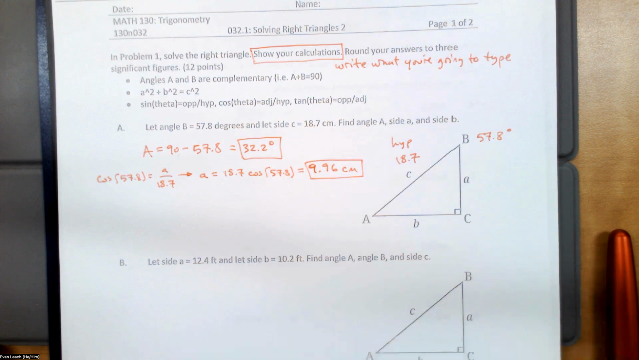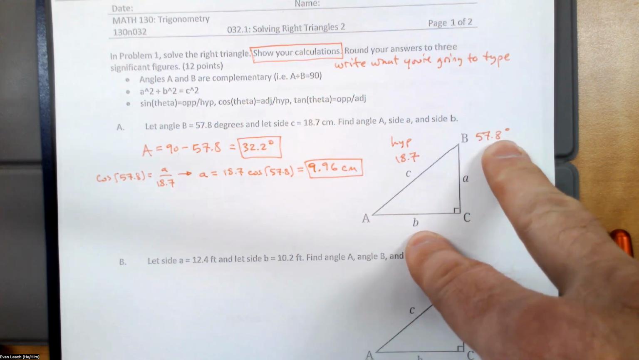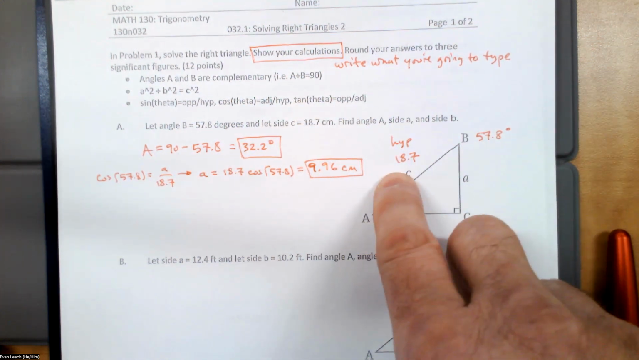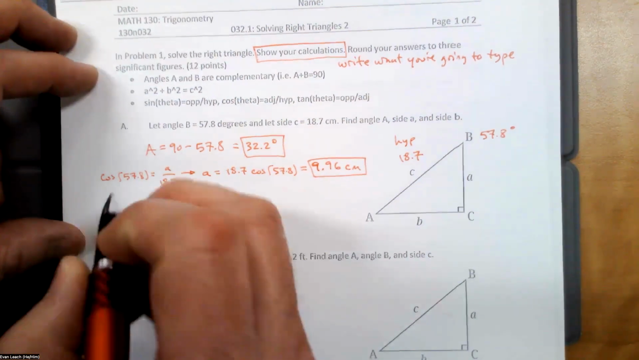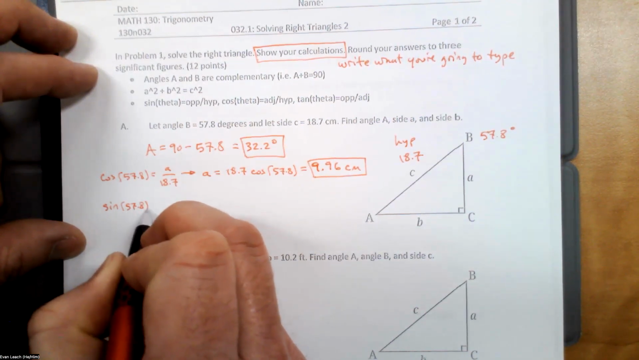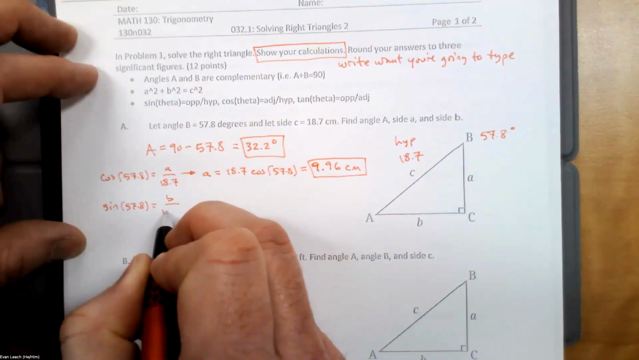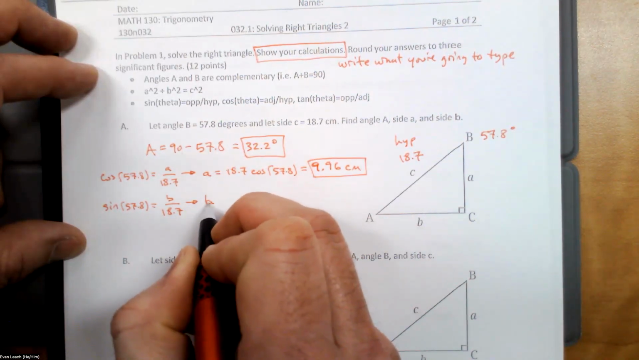This 9.96, that's been rounded off. I'm not sure how to use the answer key on my calculator. I'm going to be safe. And I'm going to say B is opposite to 57.8. And 18.7 is hypotenuse. So using just the given information, we can go after B and say the sine of 57.8 is opposite over hypotenuse. And we got the same style of solving. I spelled B wrong.